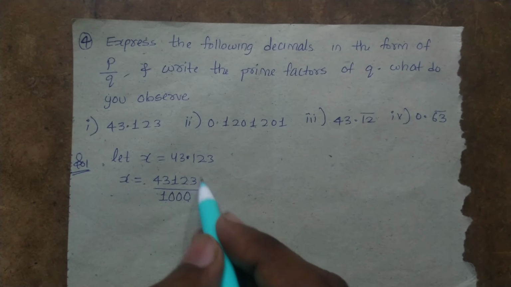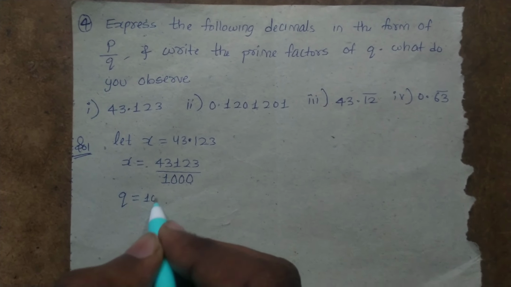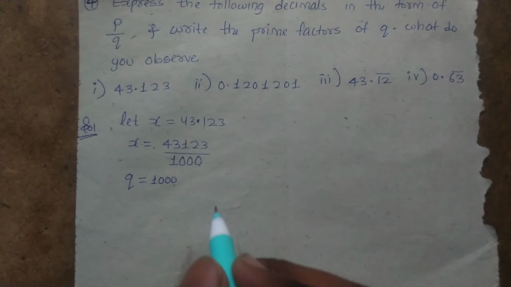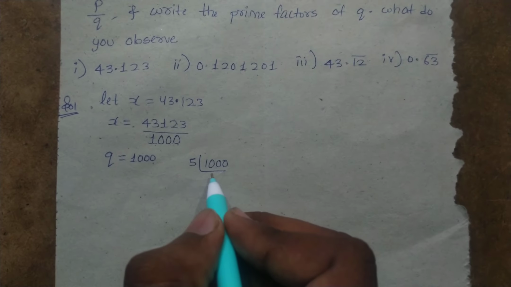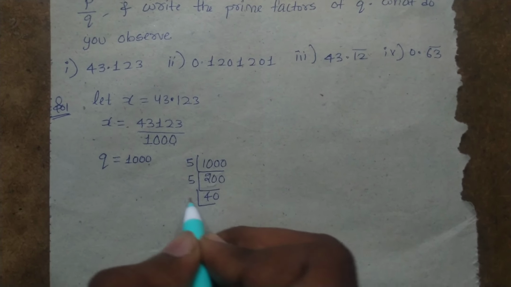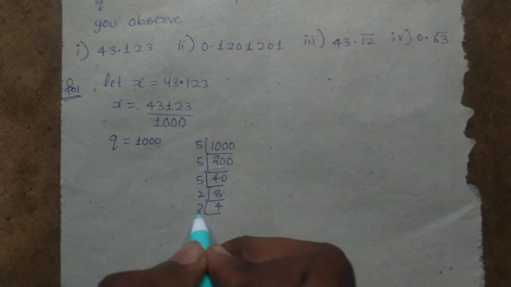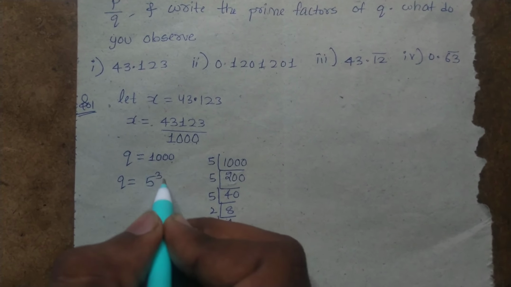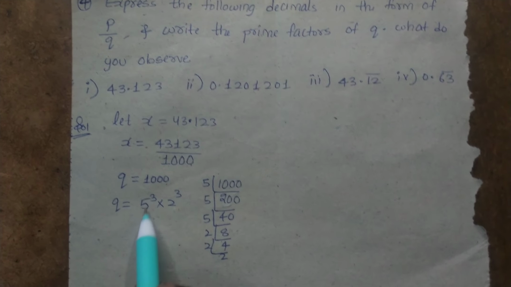Now this is p, this is q, right? So here, what is the q value? The q value we got is 1000. They are asking us to write the factors for this. What will you do? For this 1000, 5 2s are 10, 5 4s are 20, 5 8s are 40, and so on. So this q you can write as 5 cube into 2 cube, in terms of 5 cube into 2 cube.